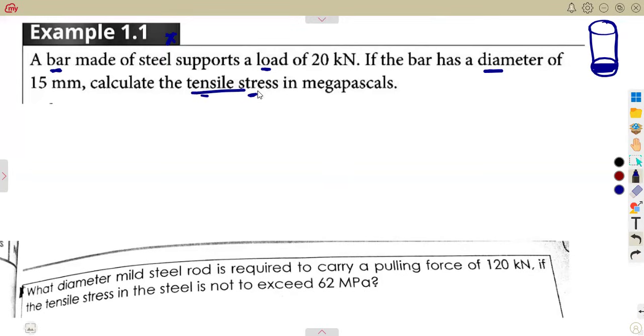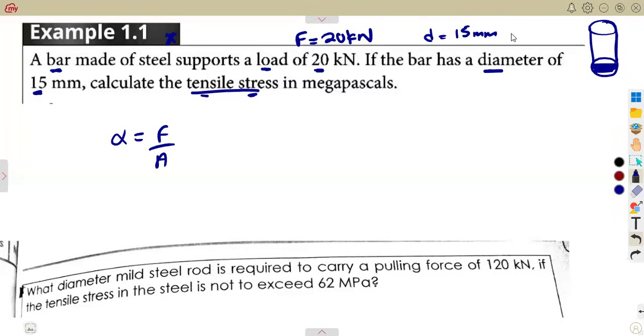So we're going to calculate the tensile stress. But the formula, guys, is not going to change. Just write your formula. It's the stress that you're calculating, so it is what? Force over area, just like that. So the load is our force. We're given the load, which is 20 kilonewton, and we have the diameter in that case, which is 15 millimeters.